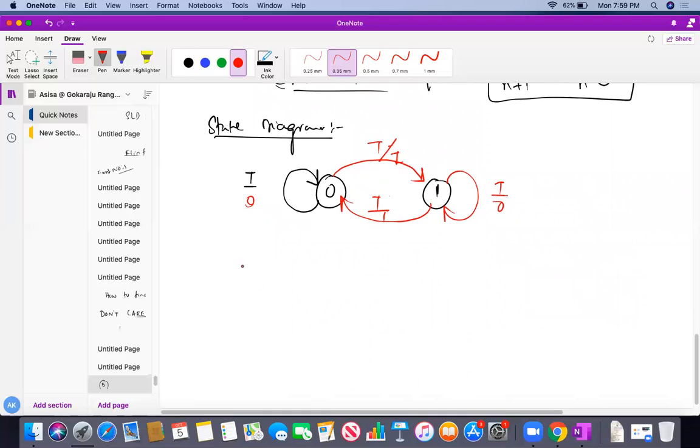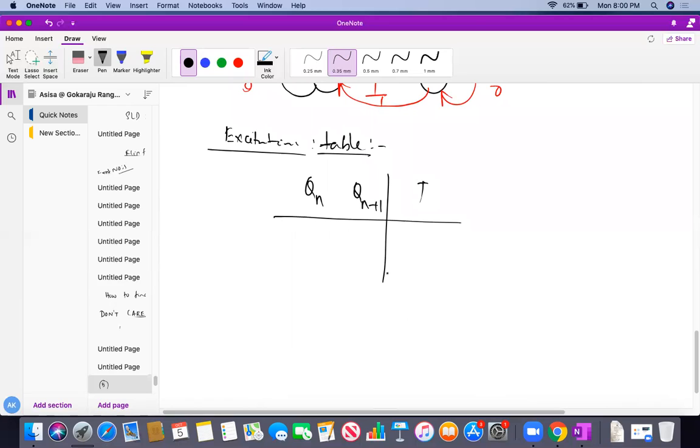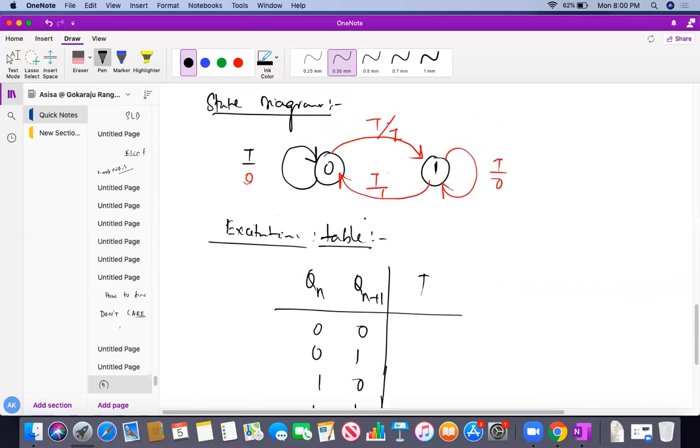Okay. Next, after the state diagram, we will go for the excitation table, which we show every time. What is an excitation table? The excitation table shows how the state transition happens from Qn to Qn plus 1, and at that time, what the flip-flop input is. So the inputs of the excitation table are the present state and next state, and the output is the flip-flop input. We'll have 4 different combinations of present state and next state. For that, what is my T? The T will be derived from this.